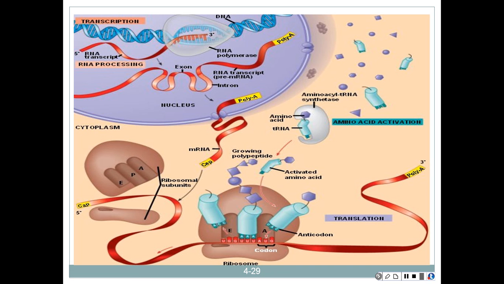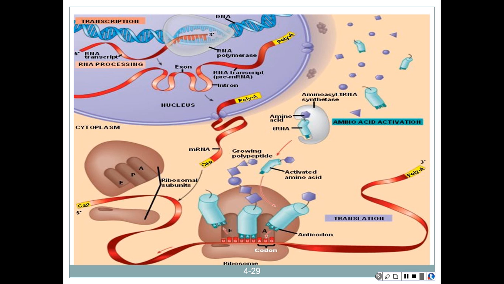Now, when this is formed, we have translation. Translation is going to occur because this particular pre-RNA transcript is ready to leave, and is in the process of leaving the nucleus, through this small pore, into the cytoplasm. It is our mRNA now. Now, translation is a process by which the language of nucleotides is converted into the language of amino acids.